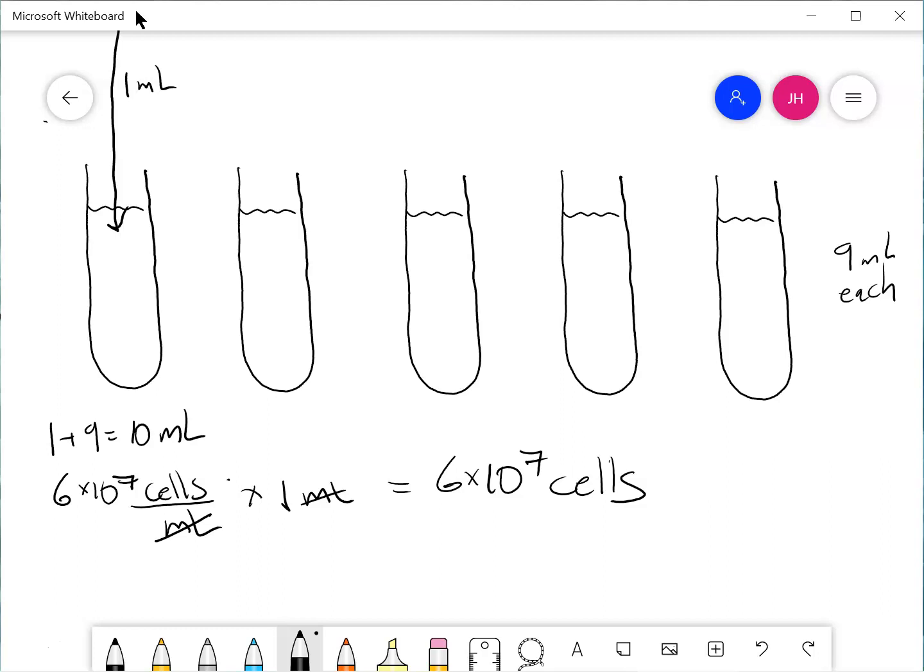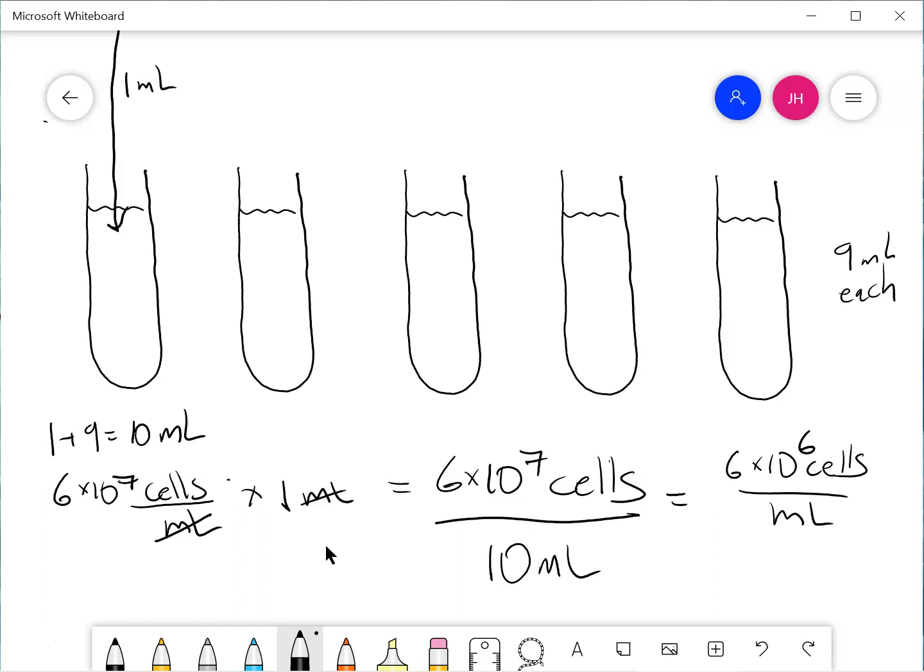But the volume in here is no longer 1 milliliter. So now this many cells is in 10 milliliters. Okay? So we have put this many cells and we've resuspended them and dispersed them into 10 milliliters. And so this gives us a concentration of 6 times 10 to the 6th cells per milliliter. That's the concentration in this tube.